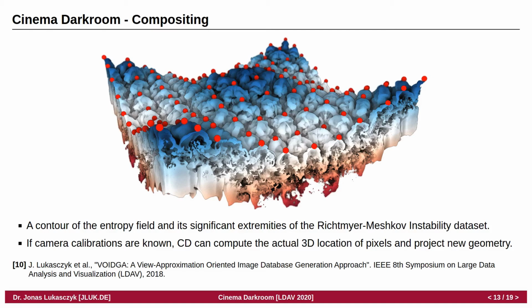Here, in this example that shows a contour of the entropy field of the Richtmeyer-Meshkov instability, we recomputed the 3D location of every pixel that depicts the contour and colored the pixel by its world Z coordinate. So this height field was not stored in the Cinema database, it was reconstructed post hoc. This can even be used to project new geometry into image space.